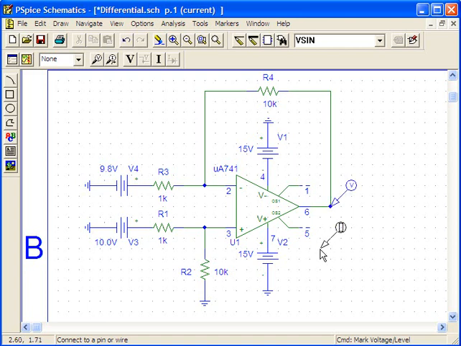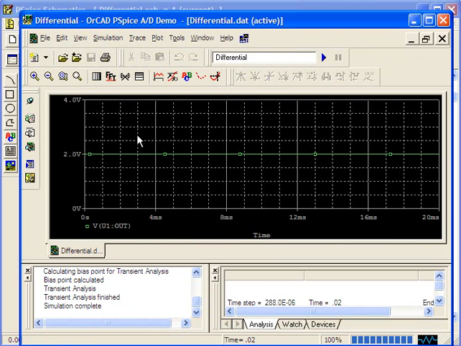Simulate the output signal. The simulation result shows a flat line with a magnitude of 2 volts. Think about it. Does this make sense to you?